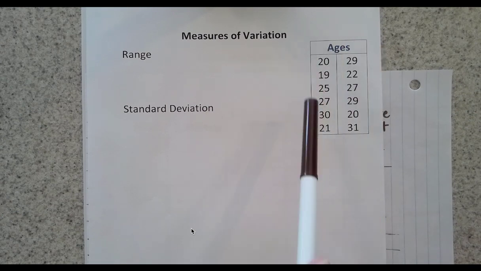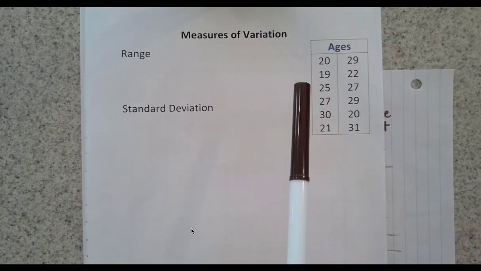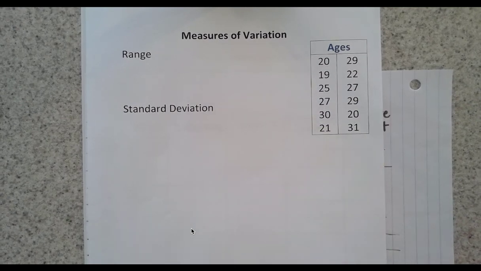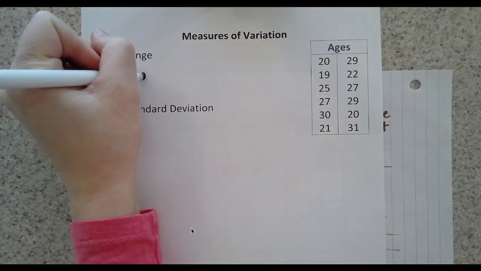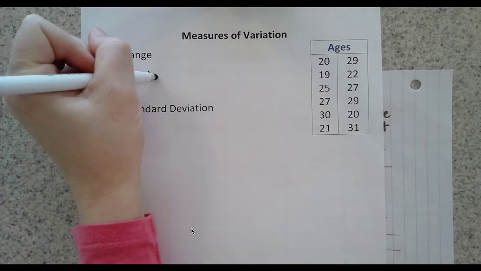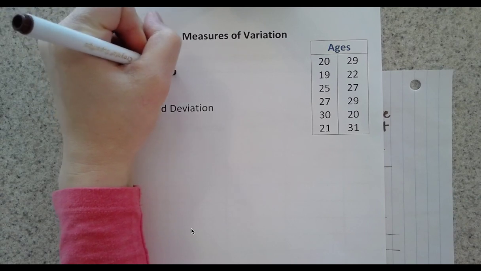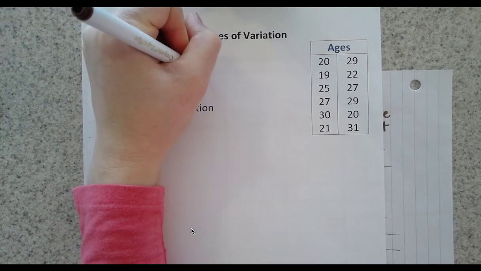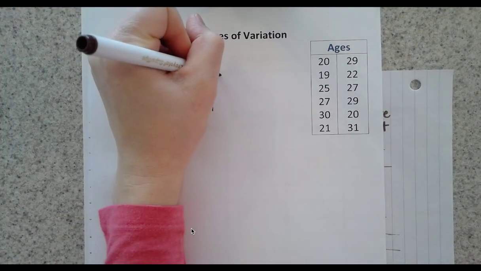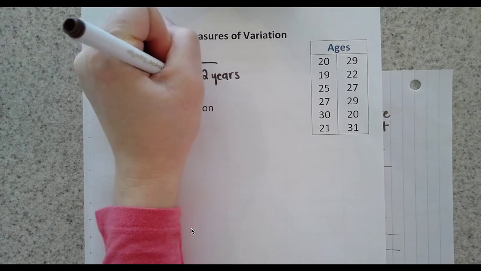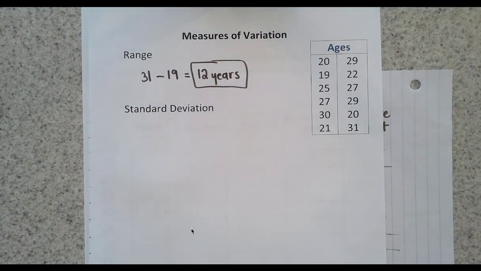So if we're looking at this data table right here, the greatest number in the data table is 31. Subtracting the smallest number in the data table, which is 19. And the range in this case would be 12 years. That is the span of ages in the data table.